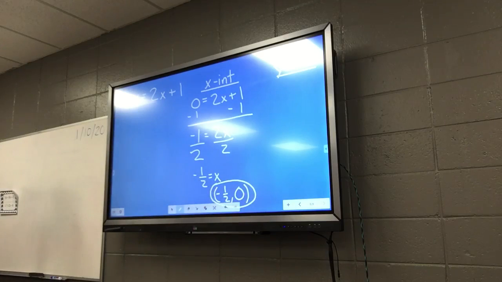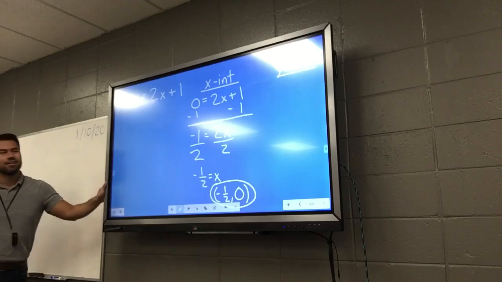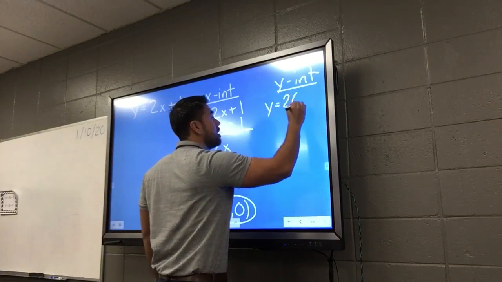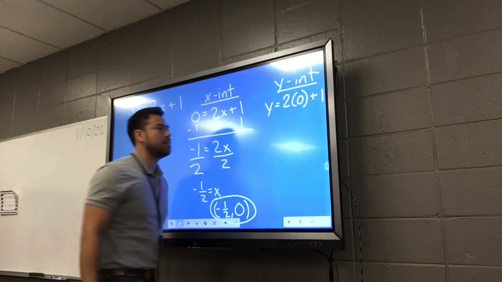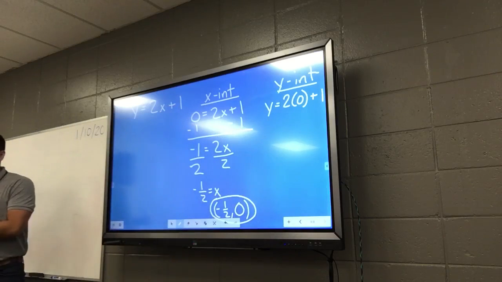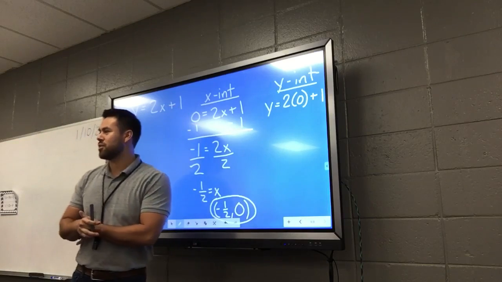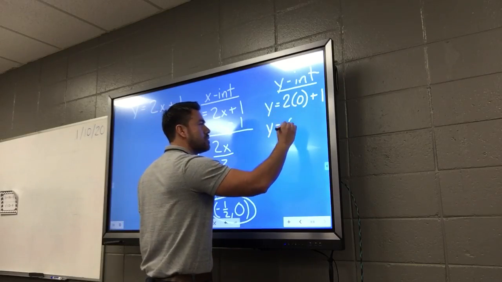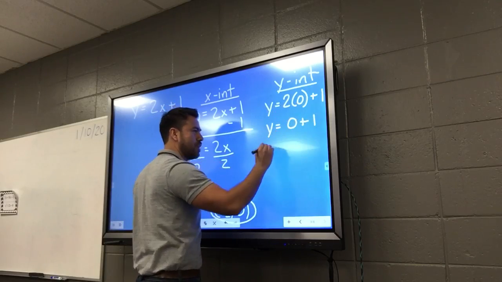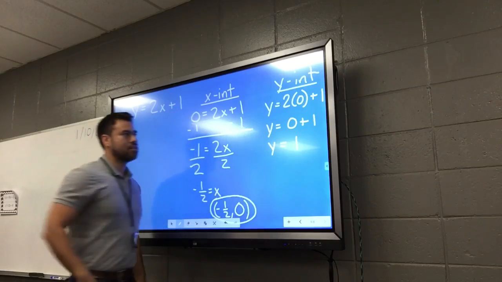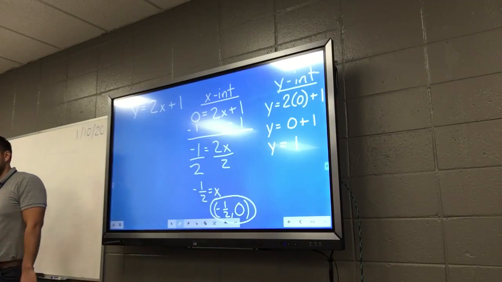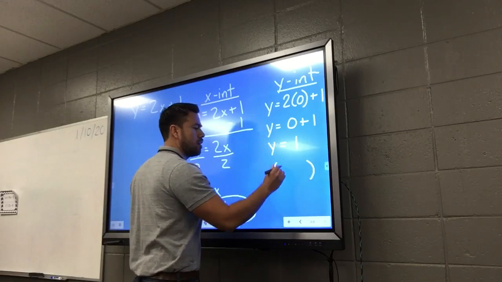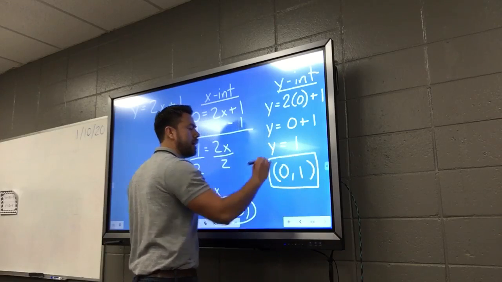Does anyone know how to find the Y-intercept? Alex? X has to equal 0. So same equation, but this time X is going to equal 0. And then I solve for Y, which is actually easier. I like Y-intercepts, don't you? Because the math is easier. What's 2 times 0? So I got Y equals 0 plus 1. What's 0 plus 1? 1. So do you see Y equals 1 there? Okay. What is the ordered pair for my Y-intercept? 0, 1. Okay, that's my Y-intercept.